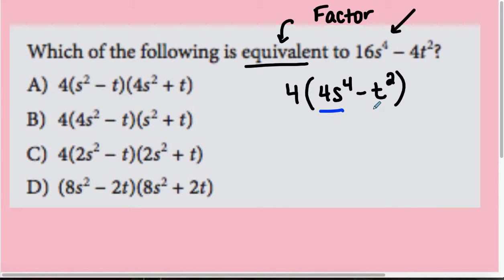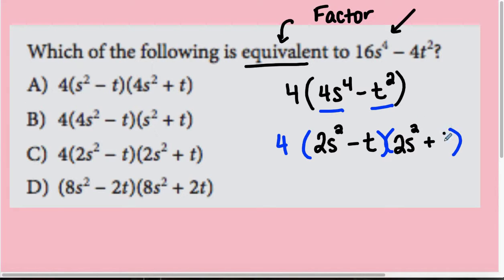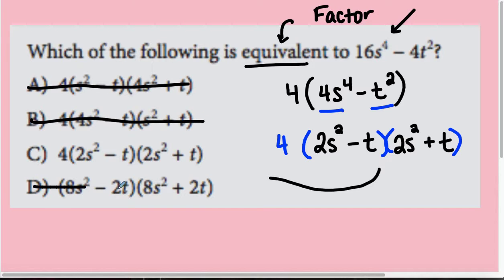Now I look, is this a perfect square? Is this a perfect square? And are they being subtracted? They are, so we can follow our factor pattern. Our factor pattern would then give us 2s squared minus t and 2s squared plus t. So just remember when it's in quadratic form to be careful with those exponents. So now I go and I look for my answer, and I can see that I can eliminate this one. I can eliminate this one. I can eliminate this one because they didn't take out a GCF, so my answer is C.